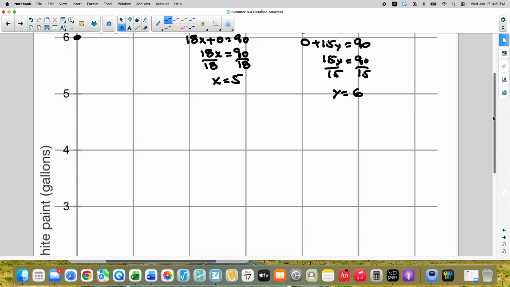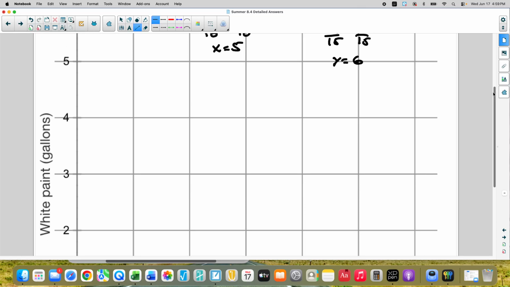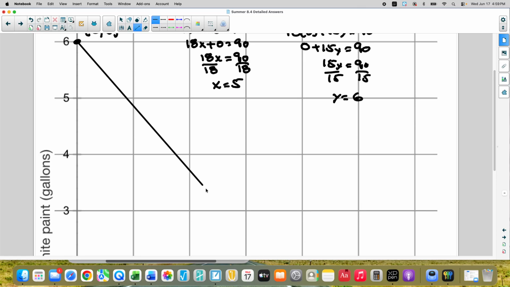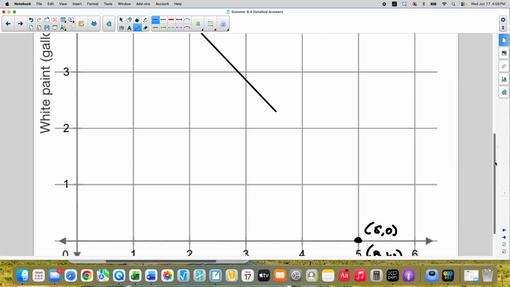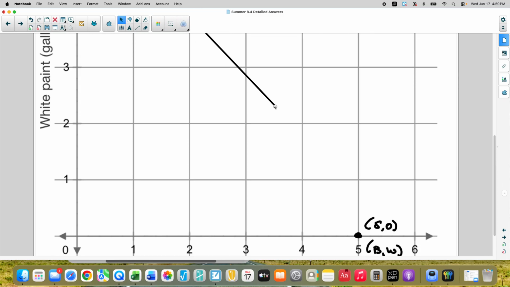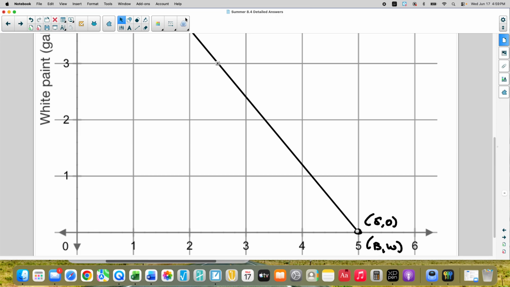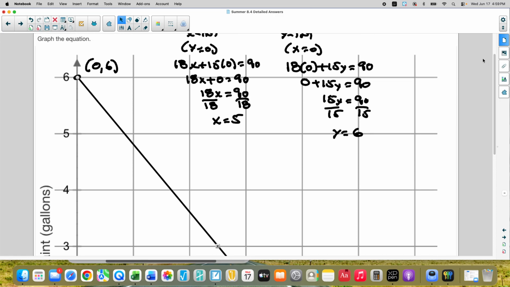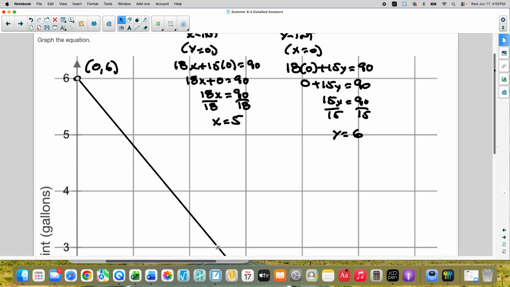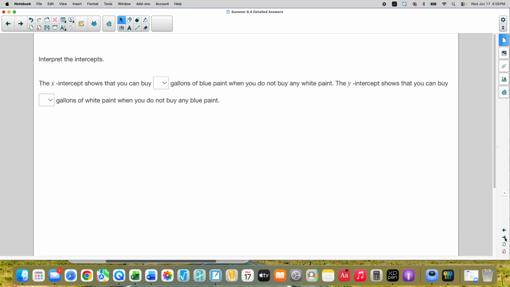And now we would go diagonally from these. We connect these points. And you can't go past these. You can't go below the x-axis, and you can't go left of the y-axis because you can't have negative gallons of paint. So these are the extremes, and in between, any combination in between. There are an infinite number of solutions between those. So let's see what the question asks.